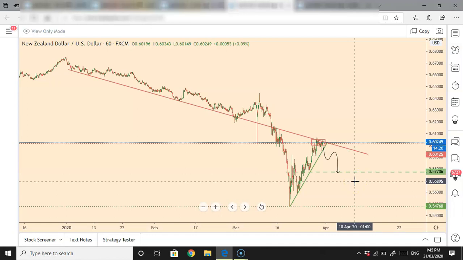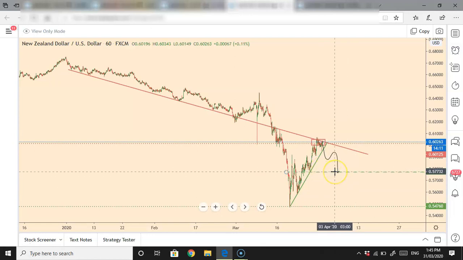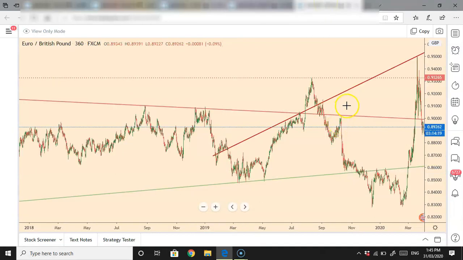Potentially over 200 pips as well. So that's something we're suggesting here on the New Zealand dollar on the 1 hour time frame. Again, we just want to wait for some bearish price action to confirm, and that's the New Zealand sell trade idea. All right, let's go to the euro pound.